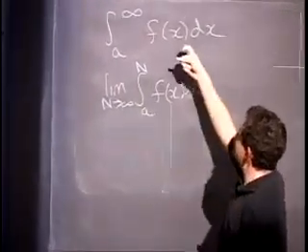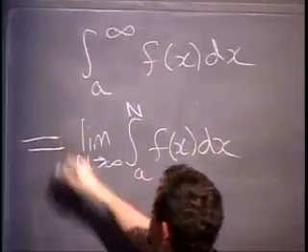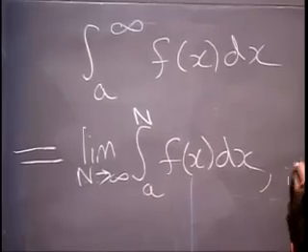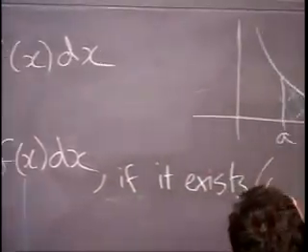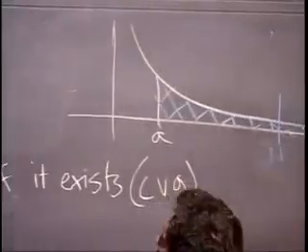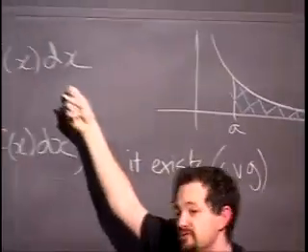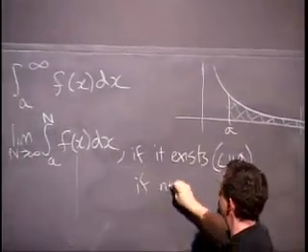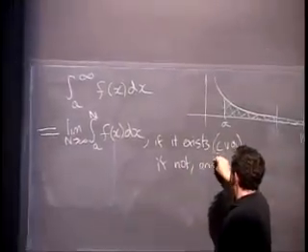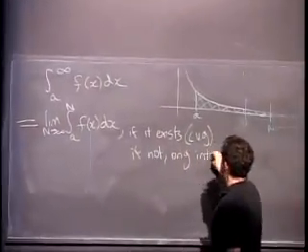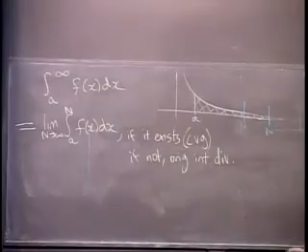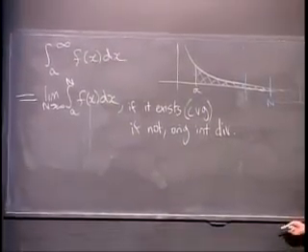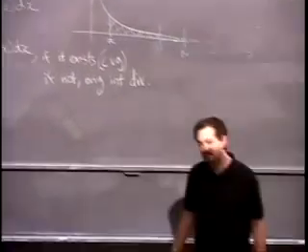By definition, this integral equals this limit if it exists. If the limit exists, of course, again, we say that this integral converges. If not, the original integral diverges. So it's very similar.